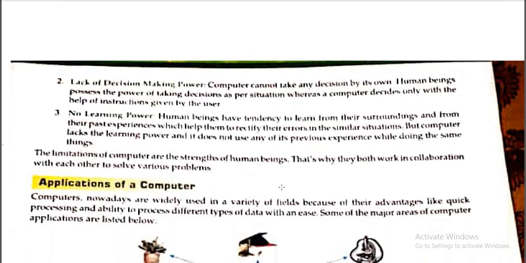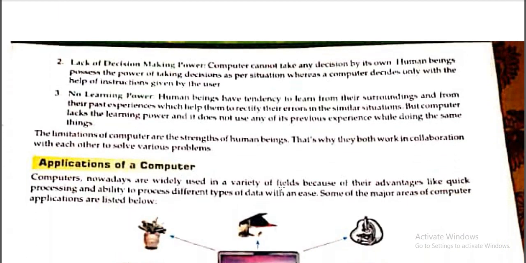Next is lack of decision making power. Lack of decision making means it cannot take decisions. Suppose you made a robot. According to your instruction, your robot will work. It cannot take any decision.